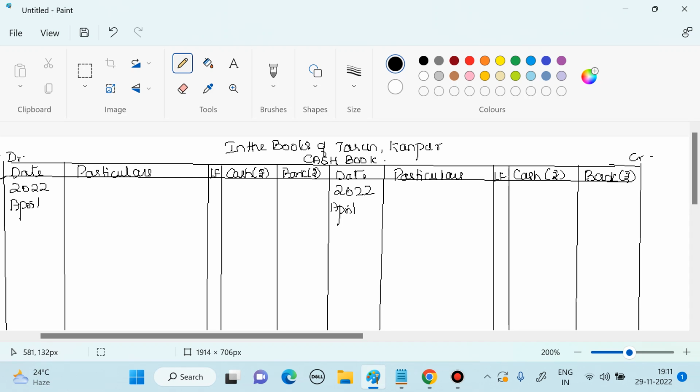Okay, look at the question. 2022, April 1st. Cash in hand 1200, overdraft at bank 15,000. Cash in hand is a debit balance. So 2022, April 1st on the debit side you write to balance brought down, in the cash column, 1200. But the bank balance is an overdraft, which means it is on the credit side that we would write April 1st by balance brought down, 15,000 in the bank column.